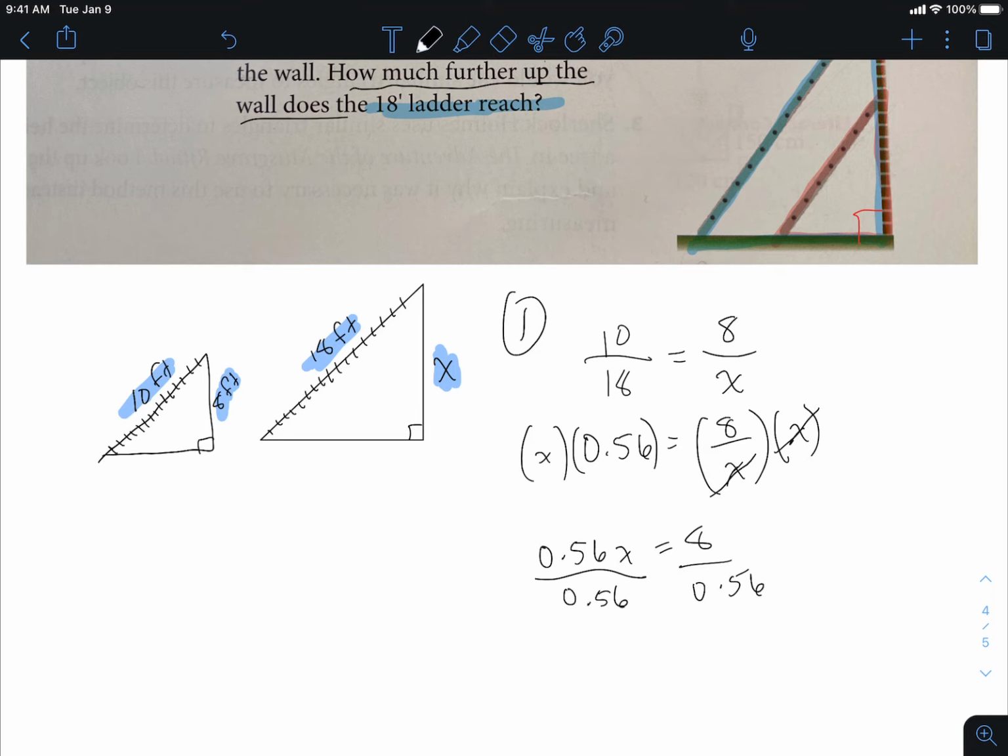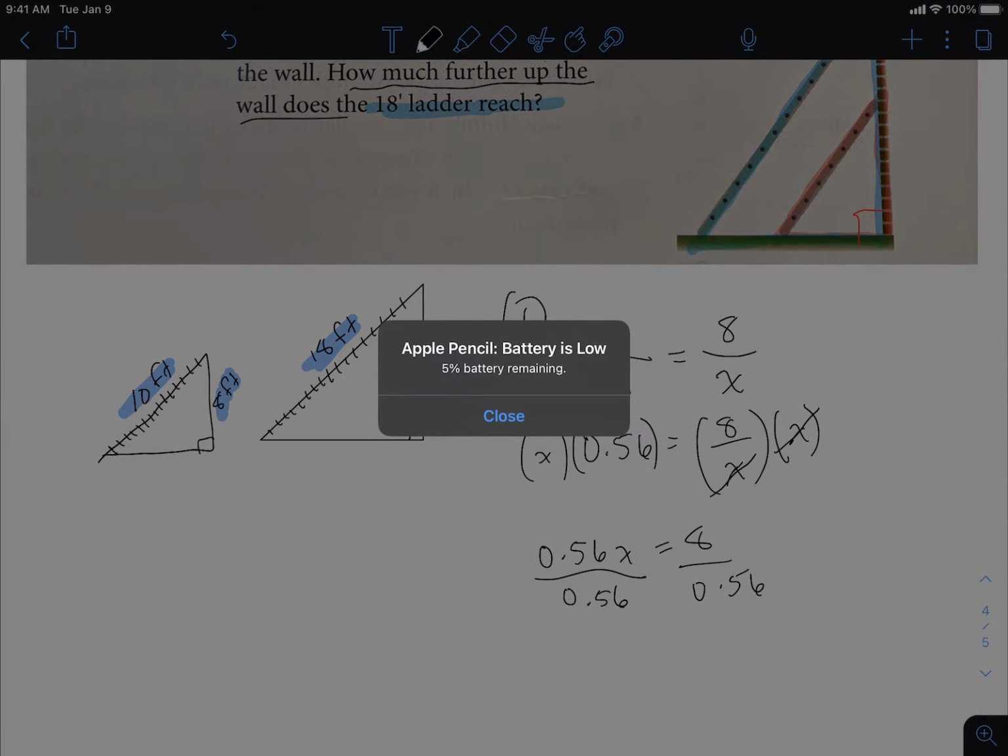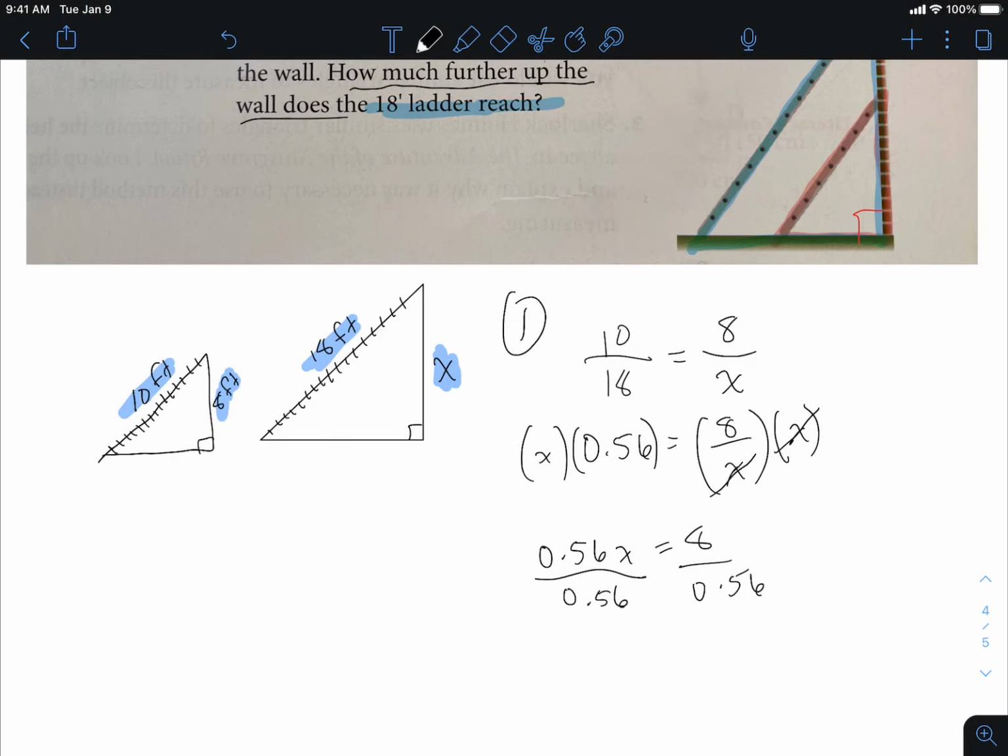Okay, so we just got to figure out what the answer is. 8 divided by 0.56. Call it 2-3 meters, okay? All right, so how much further up the wall is the big ladder able to reach? Well, it looks like we'd just be able to go 14.23. That's how far the big one reaches.